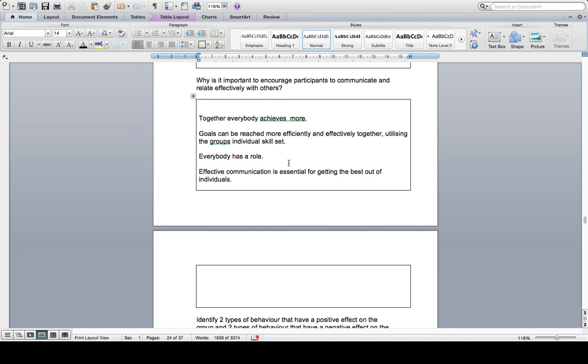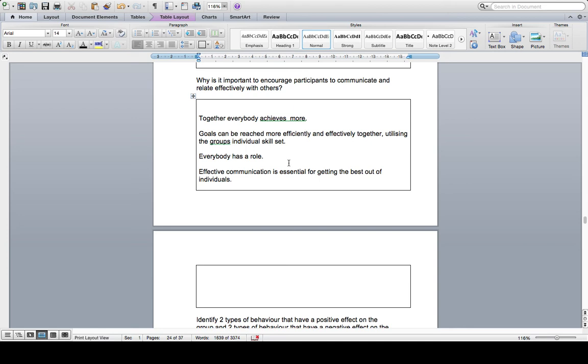All right. Why is it important to encourage participants to communicate and relate effectively with one another? Okay, so this means people relating to each other means people having empathy and people understanding each other, and it's important because if everyone works together, then everybody achieves more. Basically, everyone can help and support each other. I think in my own experience, if you're working within a team, you get a lot more out of it than if you're working as an individual, okay? Because you get motivation, you get other skill sets which are in there, which some people can add something to the whole group, which is always good.